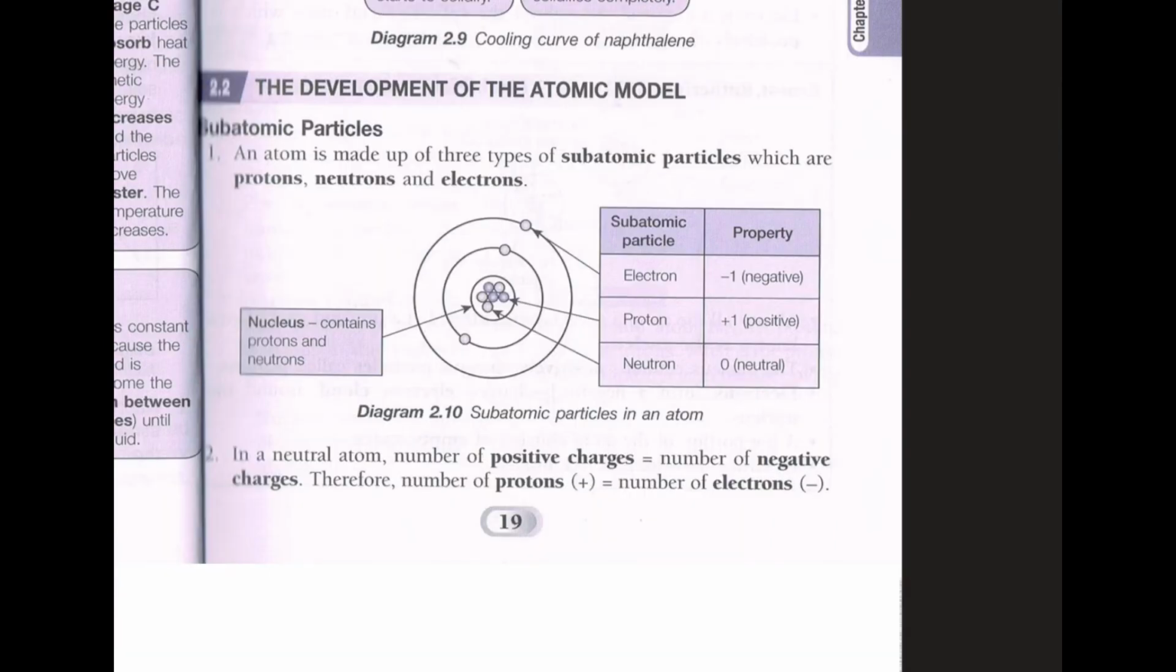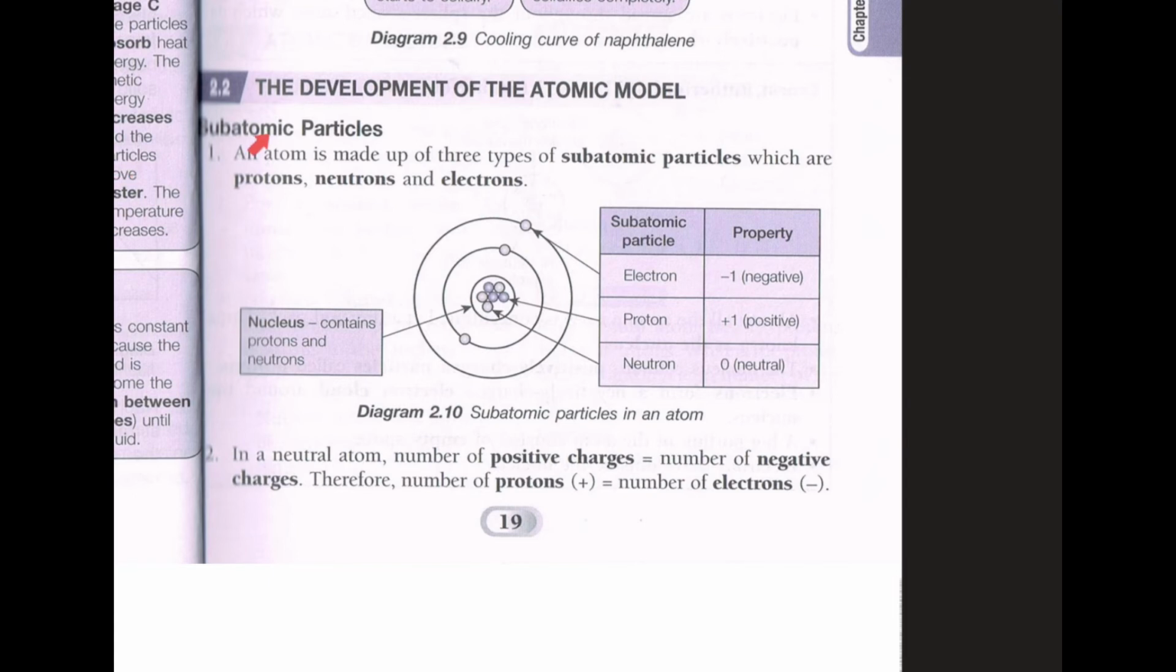Okay, 2.2, the development of the atomic model. That means we want to find out how they found atoms to be like this. So the atom looks like this. Of course it took a long way to get to know this.